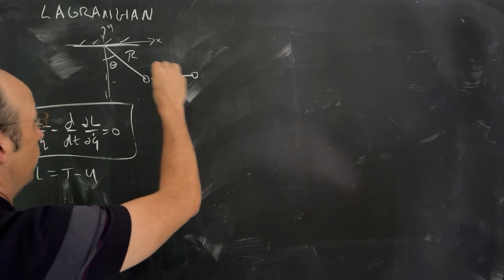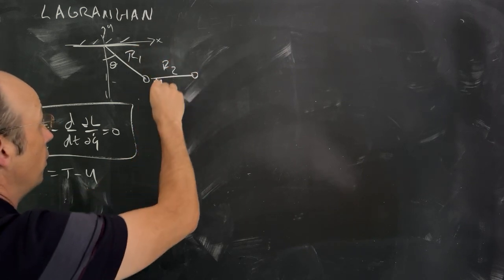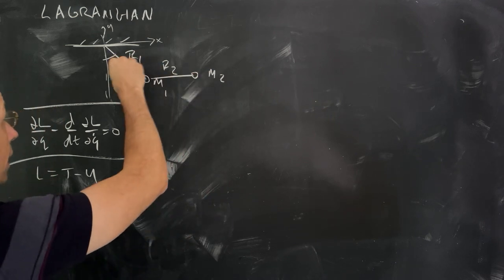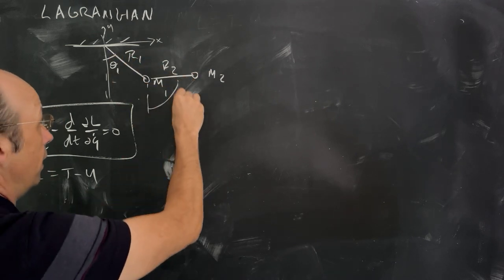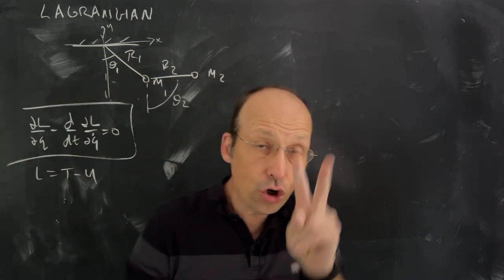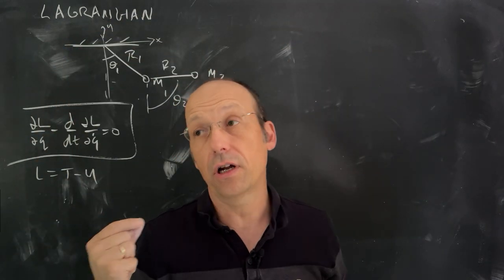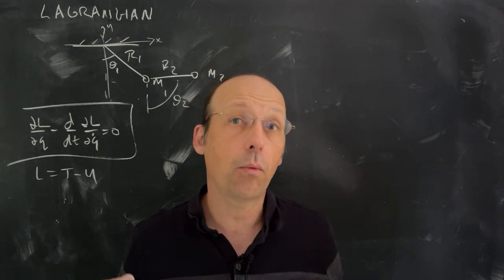Okay. So let's just add on to here. I'm going to put it right there. So here, this is R1, R2, M1, M2. And then that's theta 1. And let's call this theta 2. So I need two variables in order to completely determine the orientation of that double pendulum. So I need theta 1 and theta 2.